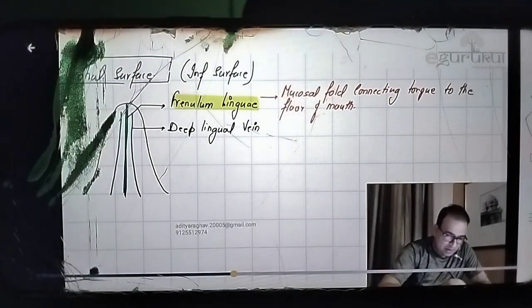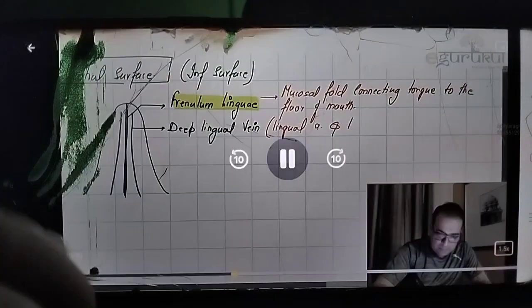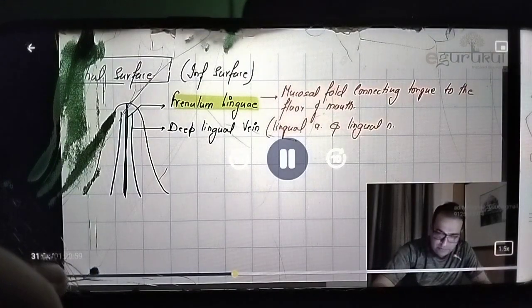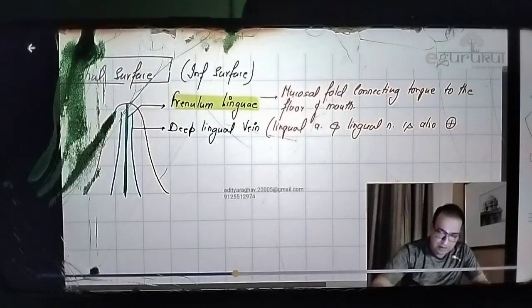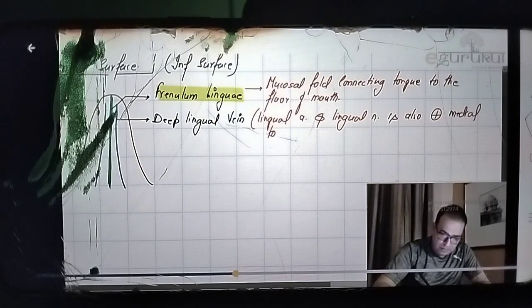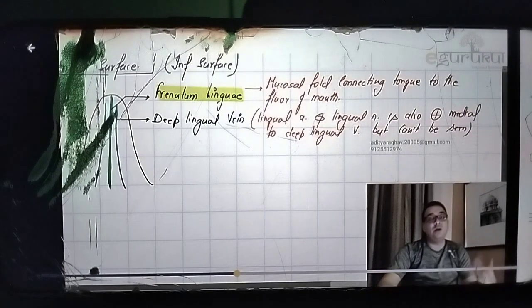Whereas the artery, even if I just write about that here itself, that lingual artery and lingual nerve is also present, and it is present more medially. They are present medial to this deep lingual vein, but can't be seen. They are deeply placed, you are not able to see them.